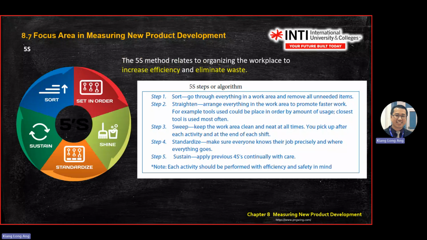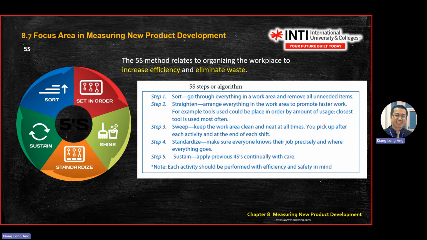Okay, these are all the things that you might hear in your internship or your future job. What do you mean by 5S? 5S relates to your workplace to do 2 things. Increase efficiency. Efficiency is a ratio of your output and input. And then eliminate waste. There are 2: efficiency and waste.